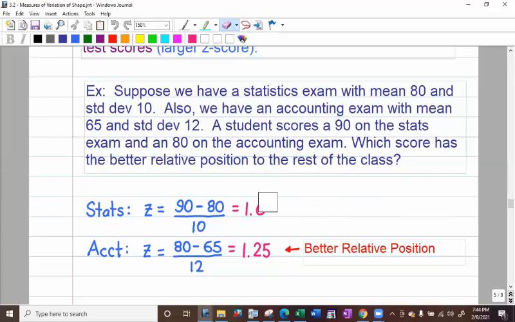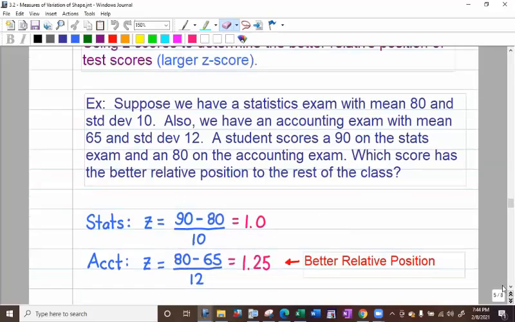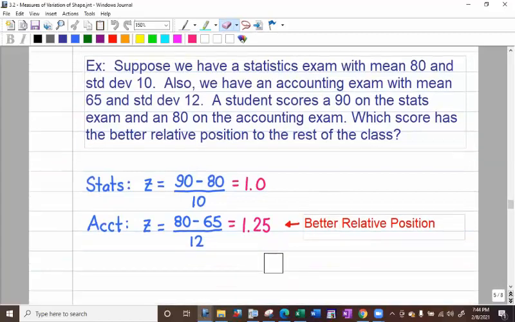And so the z-score for the stats exam: we made a 90, we subtract the mean of 80, and divide by 10, which is 1.0. The accounting exam: 80 minus 65 divided by 12 is 1.25. So ranking-wise, with respect to the class, we actually did better on the accounting exam than we did on the stats exam.